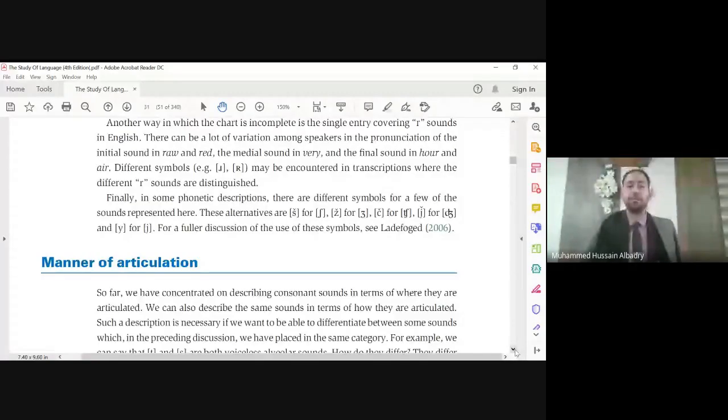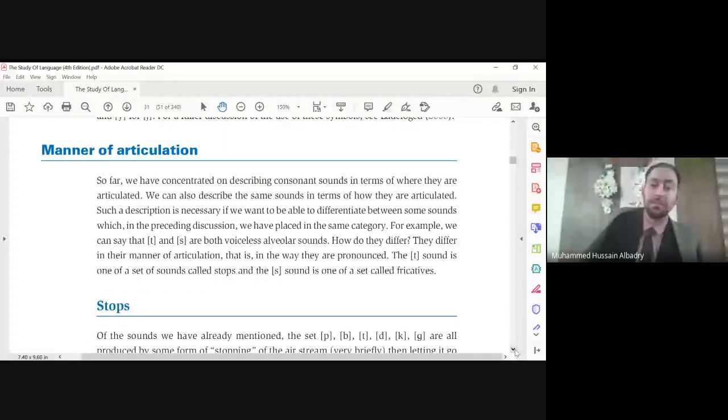Now we go to manner of articulation. Manner of articulation.